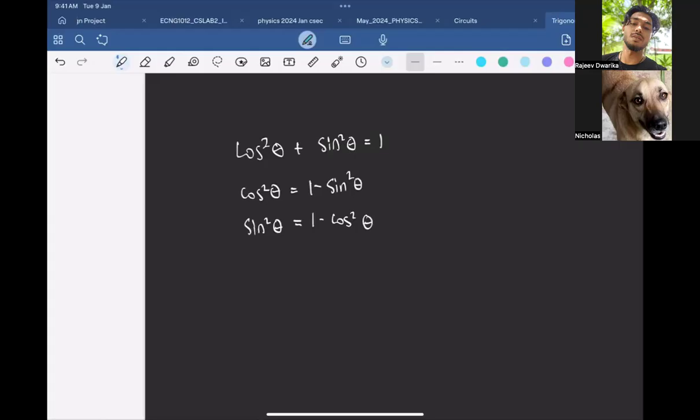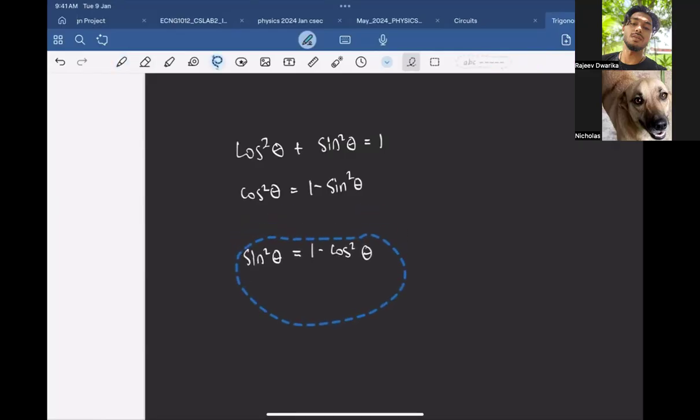Awesome. Now, there's also something you need to know when you're dealing with trigonometric proofs. You will have to use difference of two squares, right? So 1 minus sin squared theta and 1 minus cos squared theta are examples of difference of two squares.